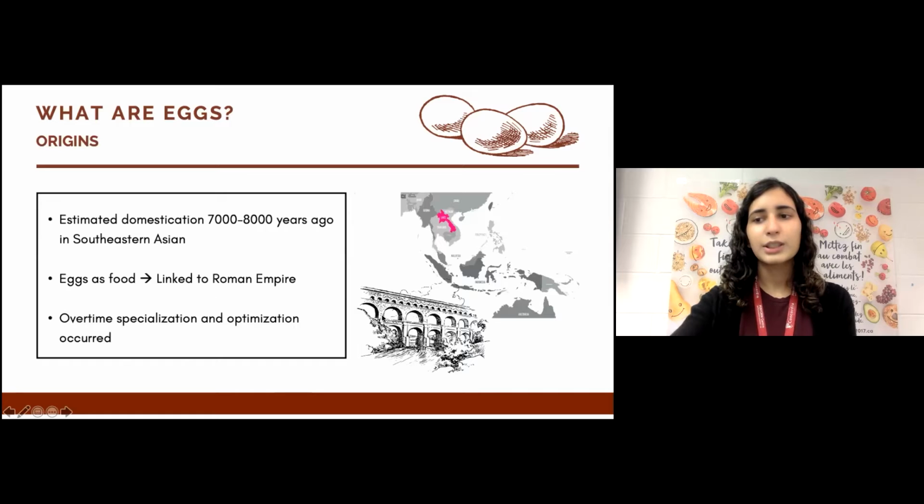For the origins, chickens were estimated to become domesticated 7,000 to 8,000 years ago in Southeastern Asia, and through colonization, they spread throughout the globe, eventually reaching the Roman Empire, where the first chicken eggs were thought to have been used as food. Then over time, more specialization of the different types of eggs and also the optimization of the nutrients within them occurred.